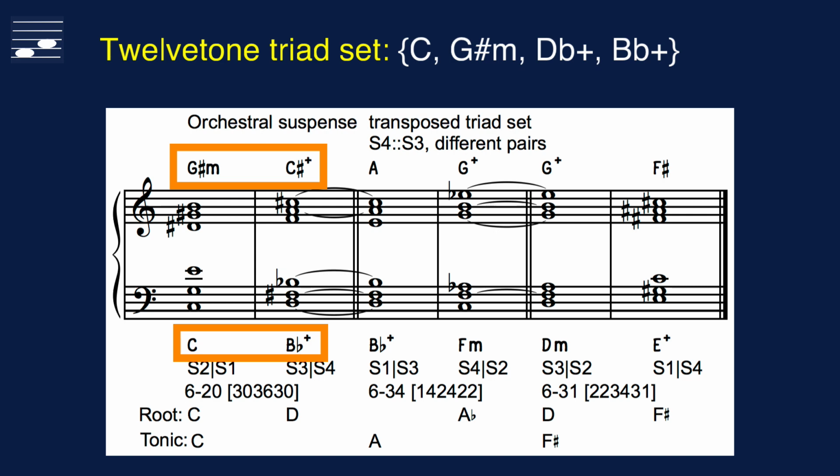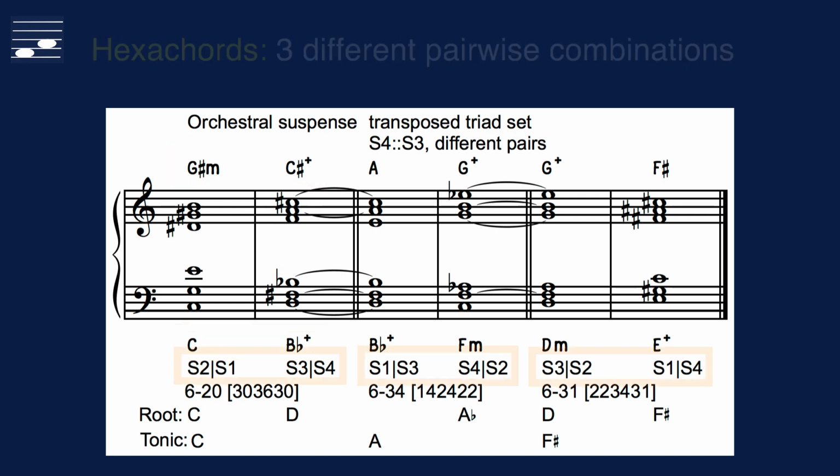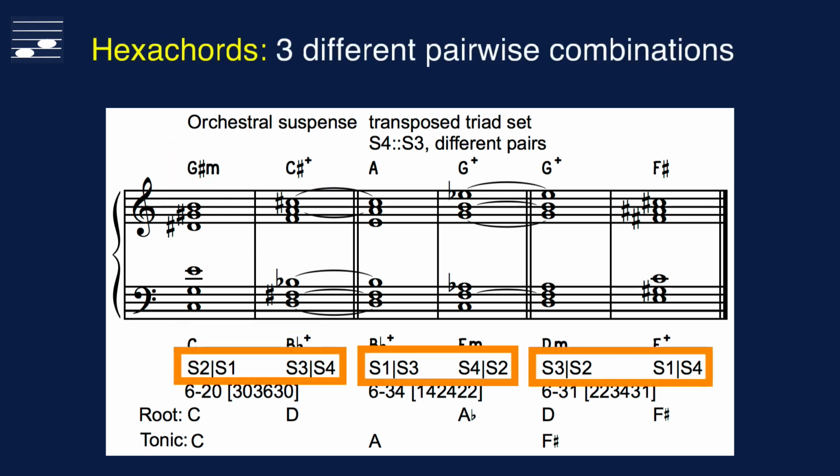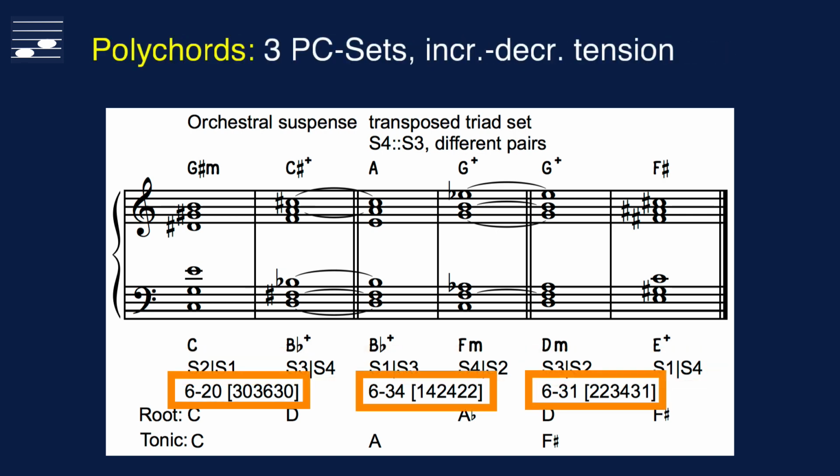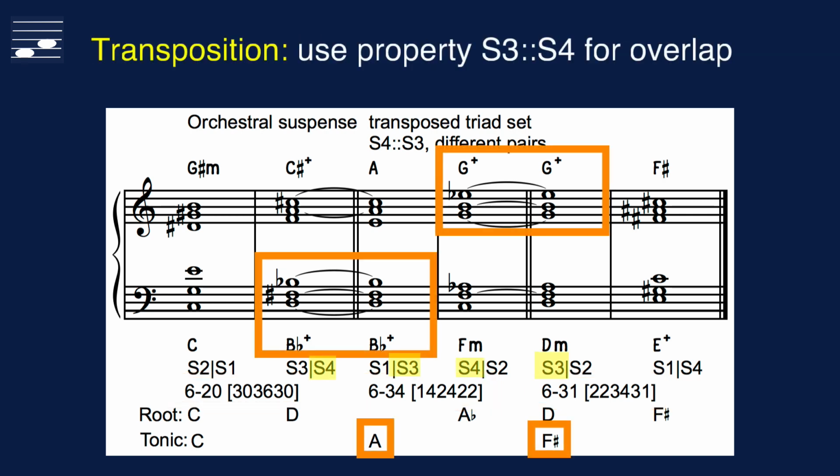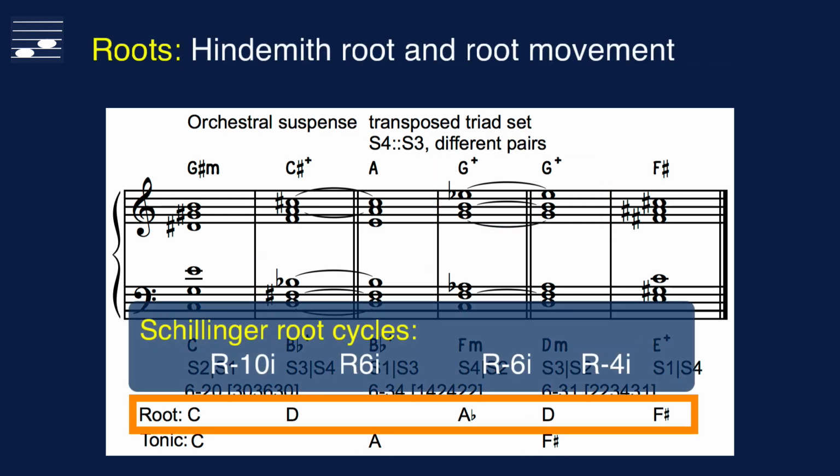In the score, I've marked the 4 triad structures, the 3 pairwise combinations into hexachords, and the triad stacking in the polychords, the pitch class set labels and interval vectors. This time the highest tension level polychords are in the center of the progression. The tonic changes from C to A to F sharp when transposing the sets and using the S4 becomes S3 property. Inspecting roots and root movements, this time there are a number of negative chromatic root cycles.